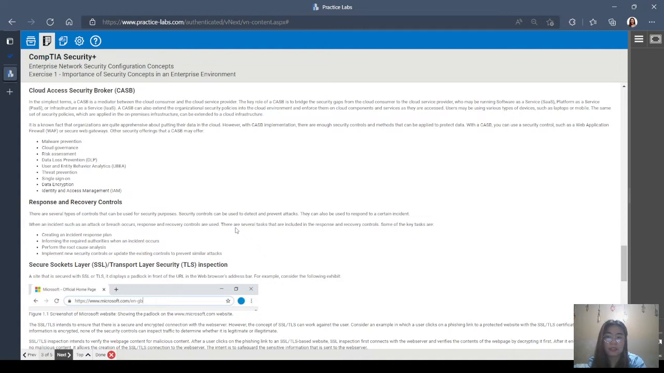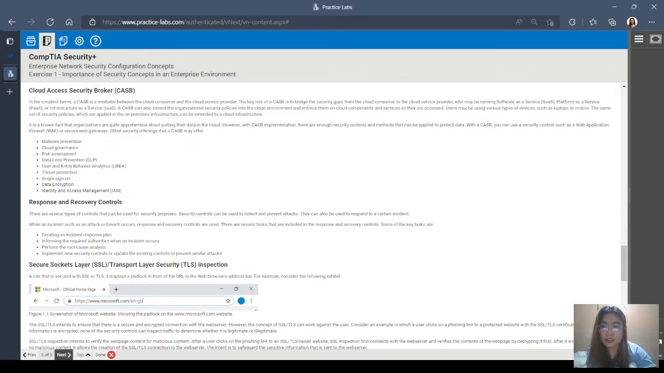A CASB can also extend the organization's security policies into the cloud environment and enforce them on cloud components and services as users access them. Users may be using various types of devices, such as laptops or mobiles. The same set of security policies which are applied in the on-premises infrastructure can be extended to the cloud infrastructure.